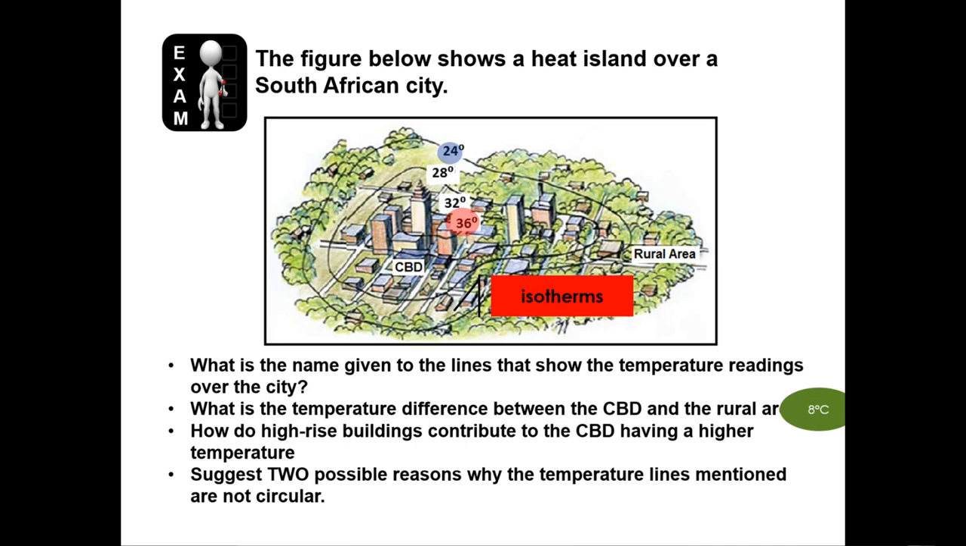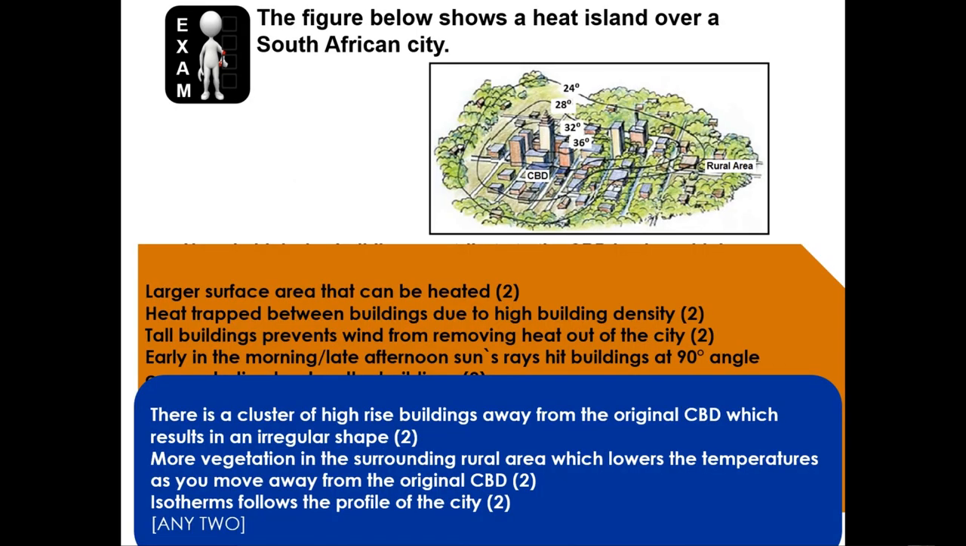No. So the answer therefore is that in the CBD, where the temperature is the highest, it will trap the heat. Therefore, my temperature will be higher. Outside, it's further apart and the energy can move around and it can become cooler. So there you have the two possible reasons why the isotherms in the city are not concentric lines. Okay, we are nearly at the end. So if there are any questions in terms of the CBD, you can ask now.